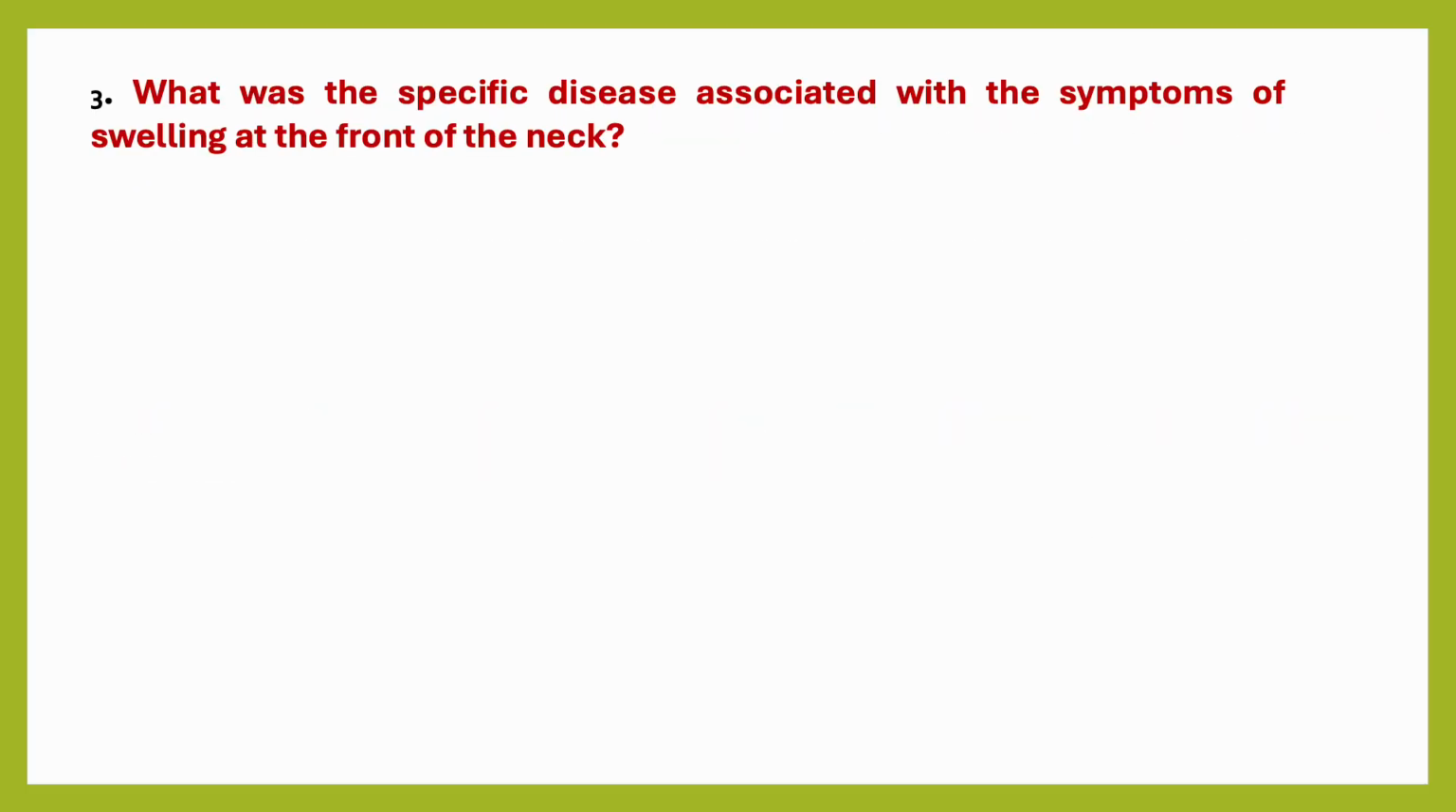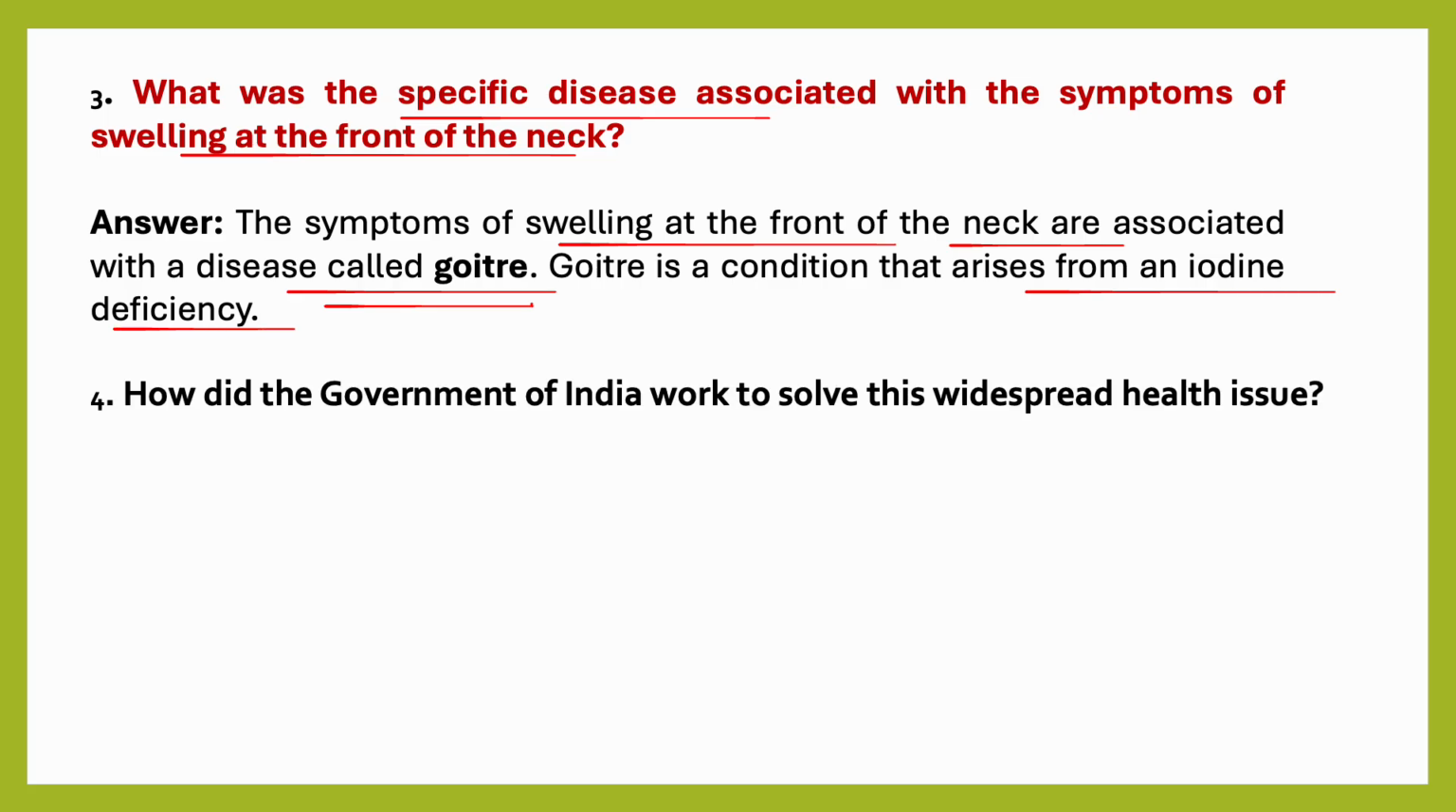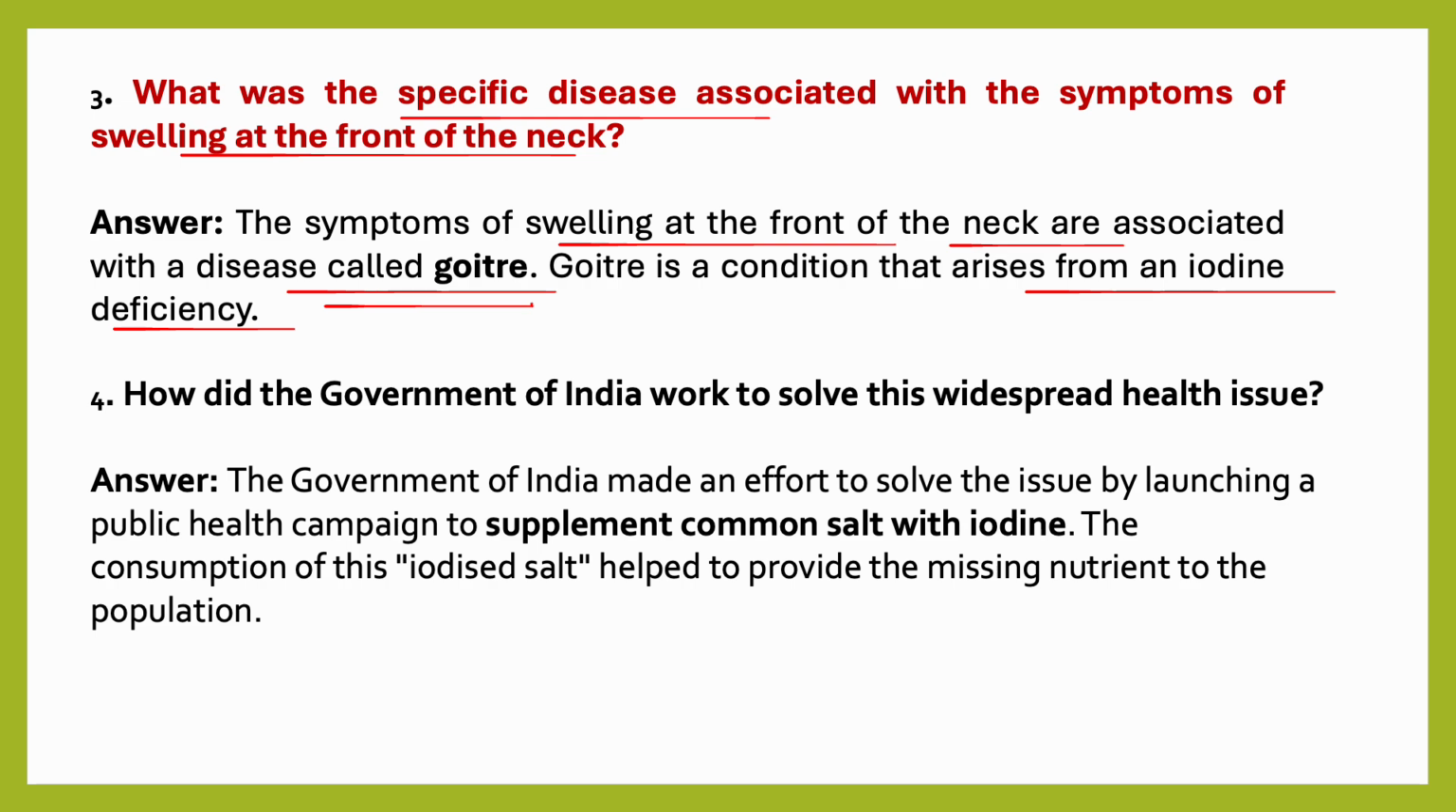What was the specific disease associated with the symptoms of swelling at the front of the neck? The symptoms of swelling at the front of the neck are associated with a disease called goiter. Goiter is a condition that arises from an iodine deficiency. How did the government of India work to solve this widespread health issue? The government of India made an effort to solve the issue by launching a public health campaign to supplement common salt with iodine. The consumption of this iodized salt helped to provide the missing nutrient to the population.